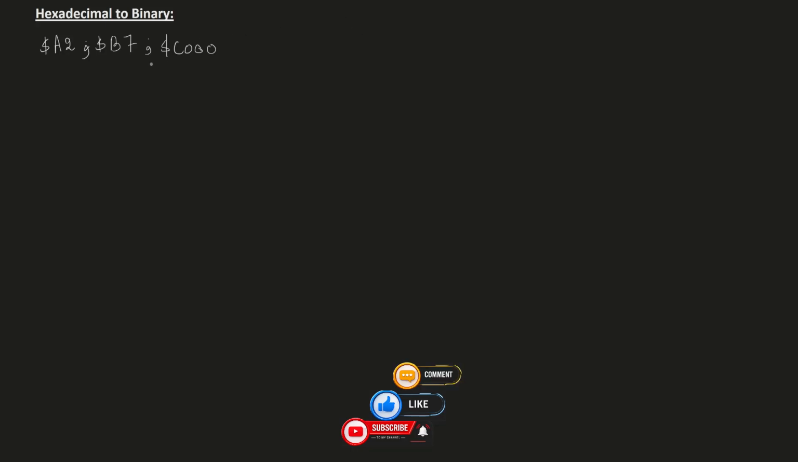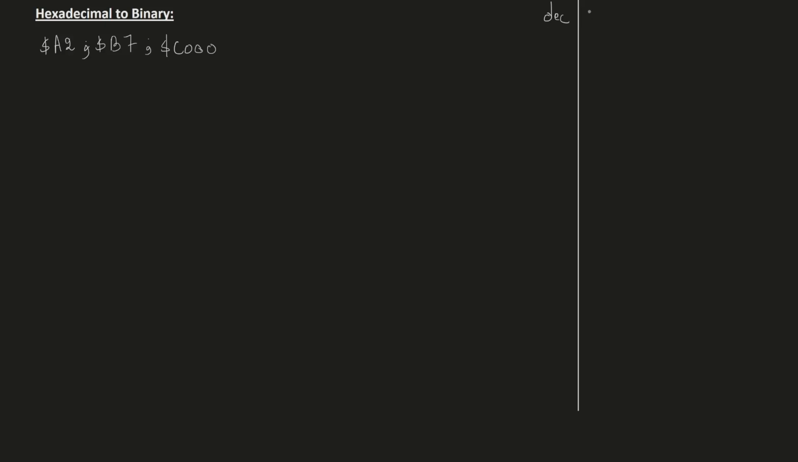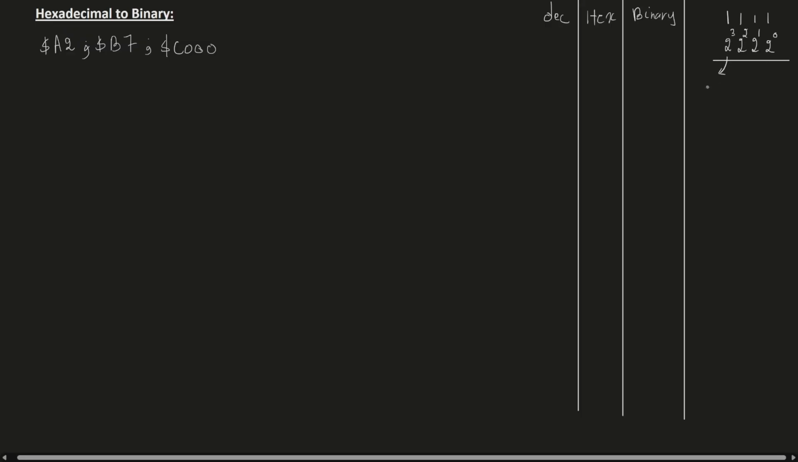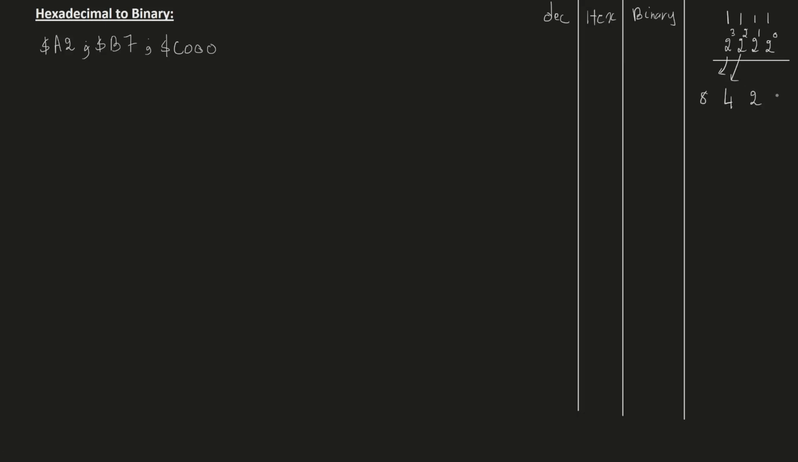Before we start, let's have a table that can help us convert any hexadecimal number to a binary number. So let's write it here. We have the decimal, then the hex, and in the last column, the binary equivalent. In binary, if we have 1, 1, 1, 1, we start with 2 to the power 0, 2 to the power 1, 2 to the power 2, and 2 to the power 3. If we do the math, we get 8, 4, 2, and 1.